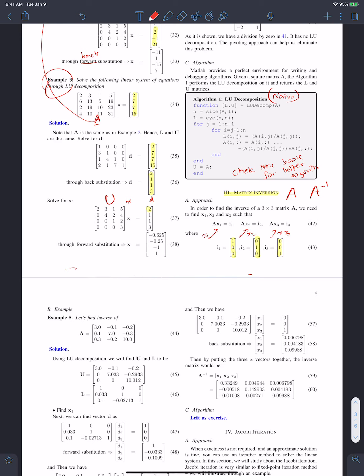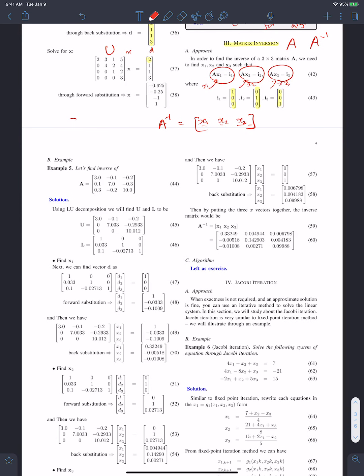So AX1 is equal to I1. You solve it, you get X1. AX2 is equal to I2. Solve it, get X2. AX3 is equal to I3. Get the values for X3. And A inverse is X1, which is a 3 by 1 vector, X2, which is another 3 by 1 vector, and X3, another 3 by 1 vector. That is A inverse. So that is what we are going to do. Let's start.